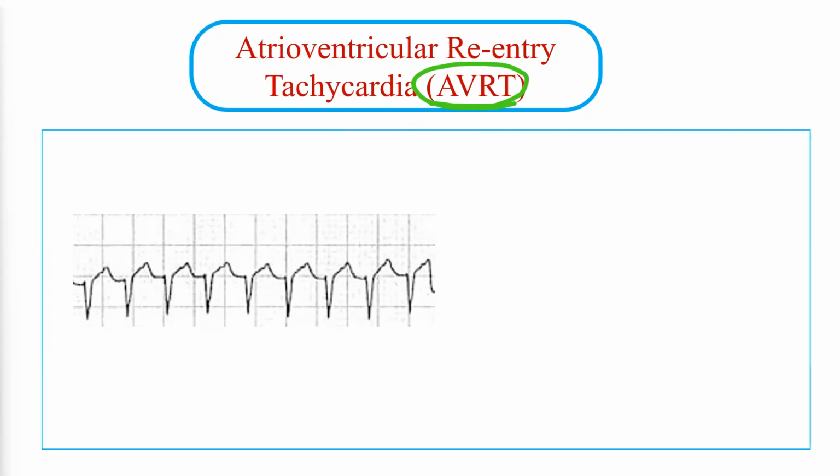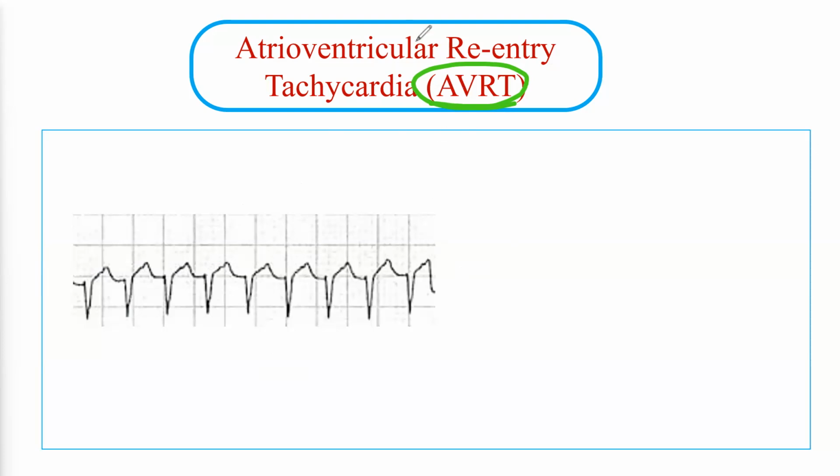AVRT is treated as AVNRT. If the patient is unstable, I will do a DC cardioversion. And if the patient is stable with normal vitals and is awake, everything is okay, we try to give something to block the AV node.